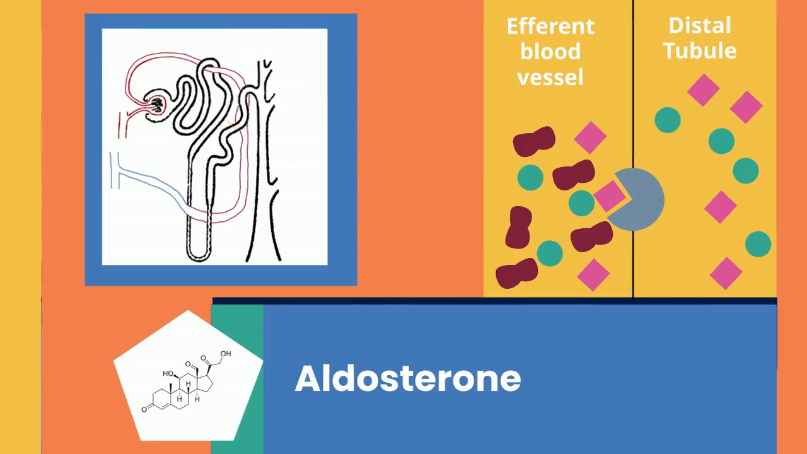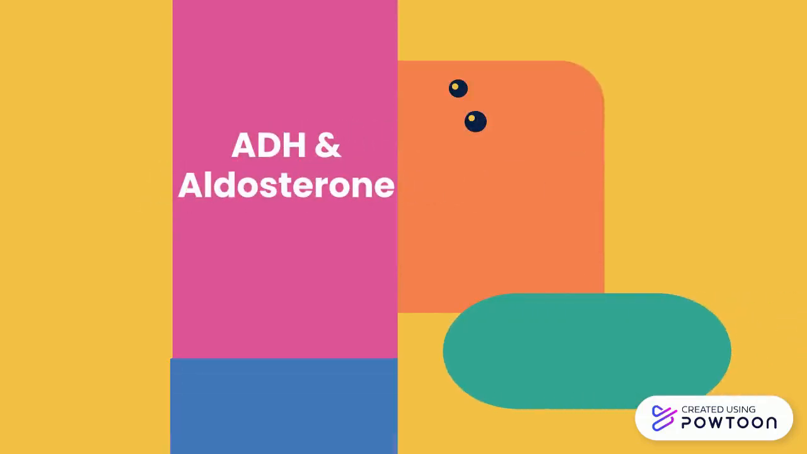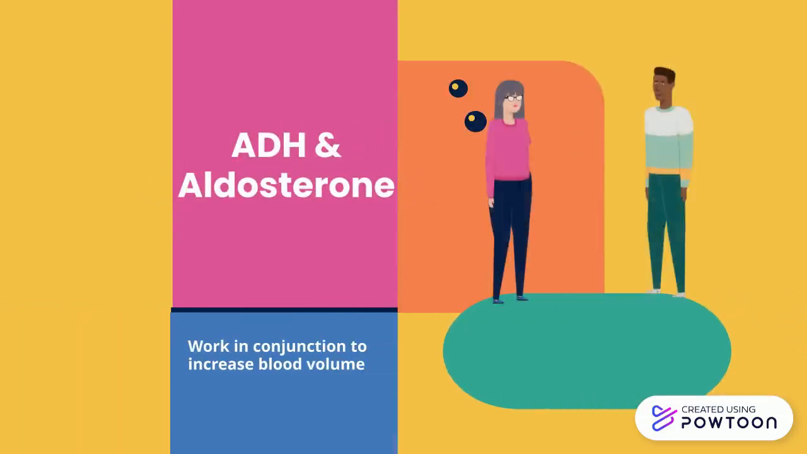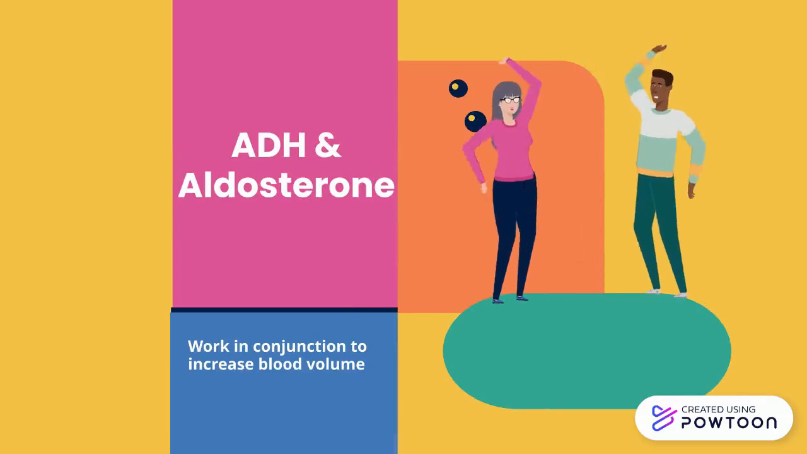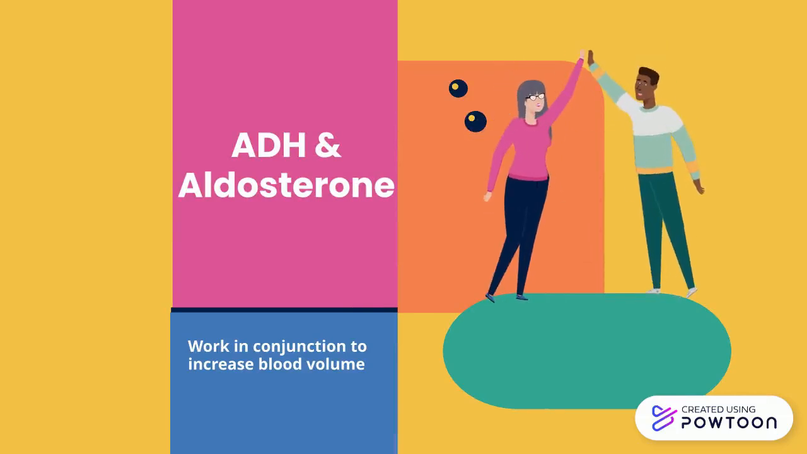Now let's summarize today's video. ADH and aldosterone both increase blood volume. ADH does it directly by opening water channels, and aldosterone does it indirectly by creating an osmotic gradient.